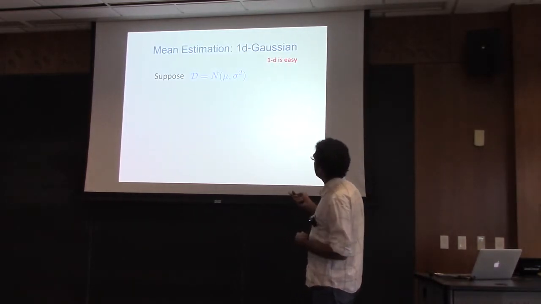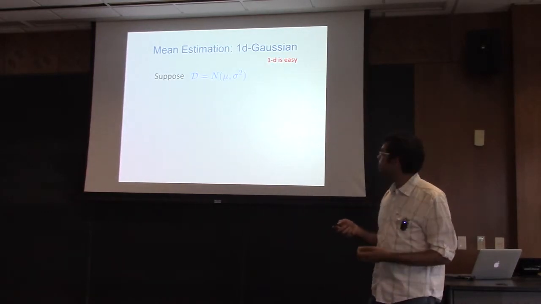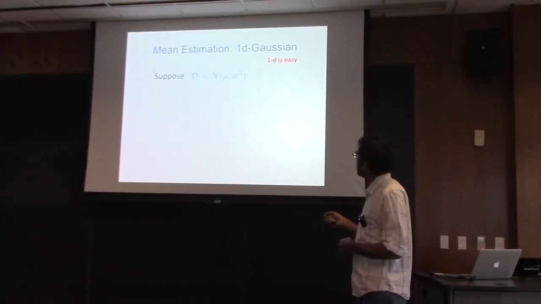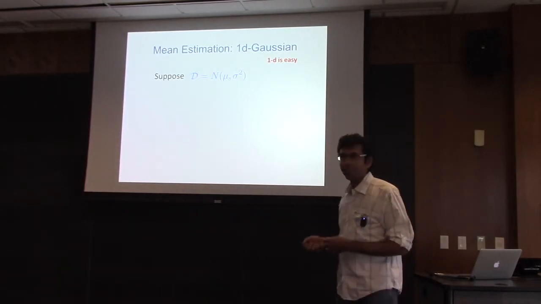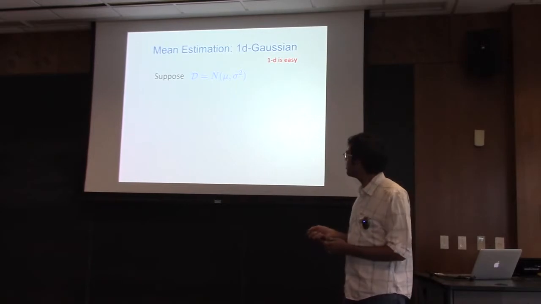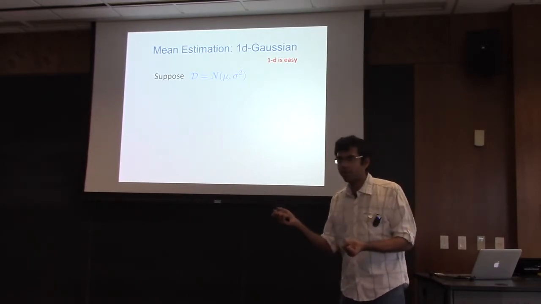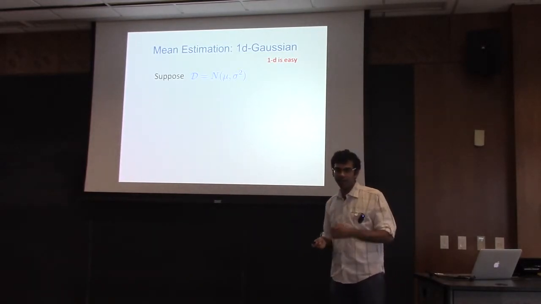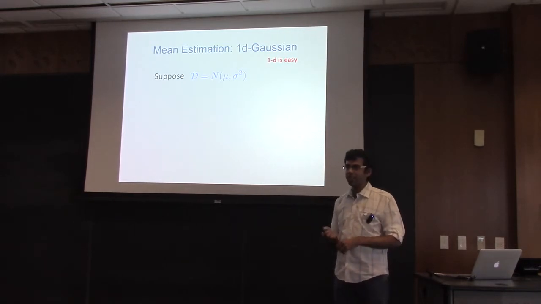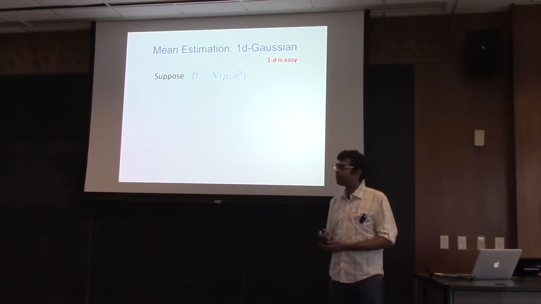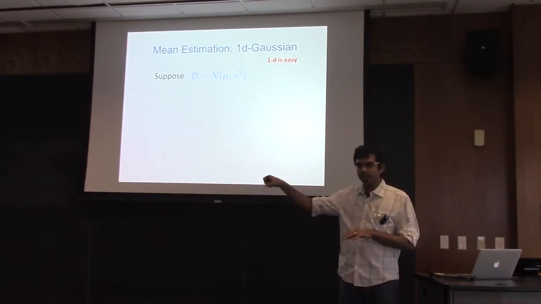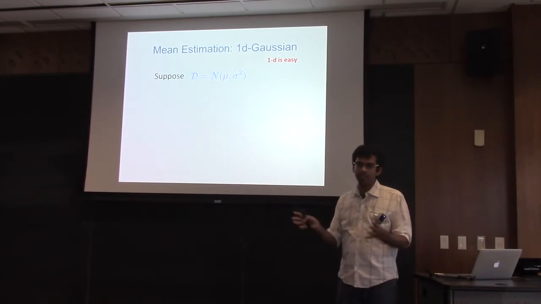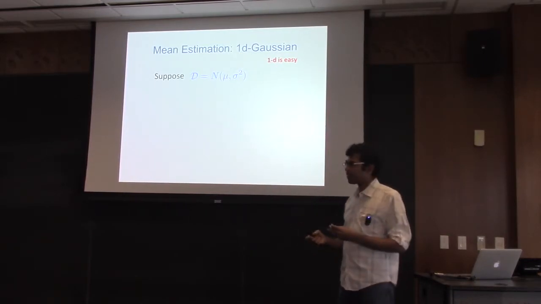Just consider a 1D Gaussian, and we want to estimate the mean under this model. An eta fraction is bad. If you think of the sample mean, even if one point is chosen by an adversary, the sample mean does very badly, because the adversary can place the point at infinity and the sample mean will be way off from the true mean.